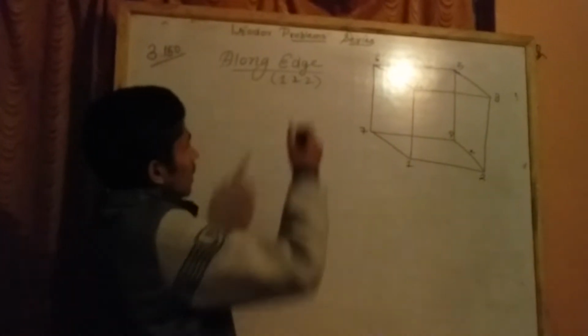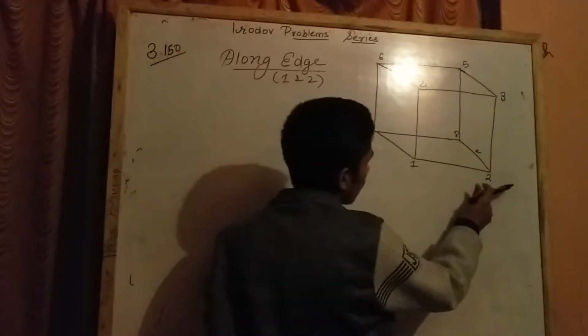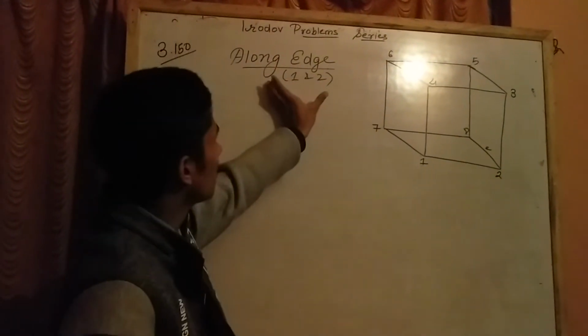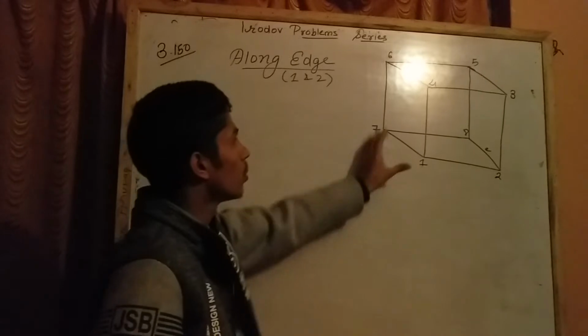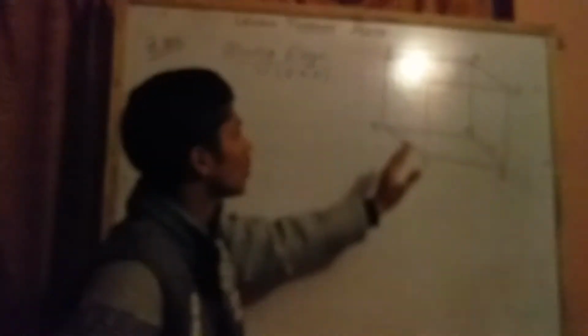So this is along the edge. Edge means these 2 points. You can take any points, so that it will be a little easy to visualize. So I took 1 and 2. You can choose any points on an edge, 4 and 3, 7 and 1, and so on.